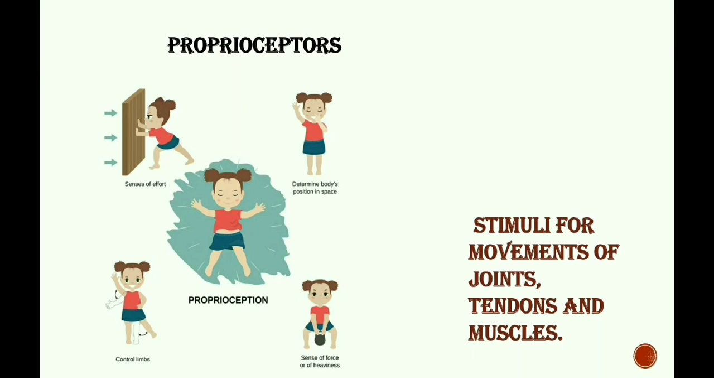Next one is proprioceptors, and the location is joints, muscles, and tendons, and its main function is that it detects changes in the movements of joints, tendons, and muscles. So it can be sensitive for pain, tension, and different types of vibrations.